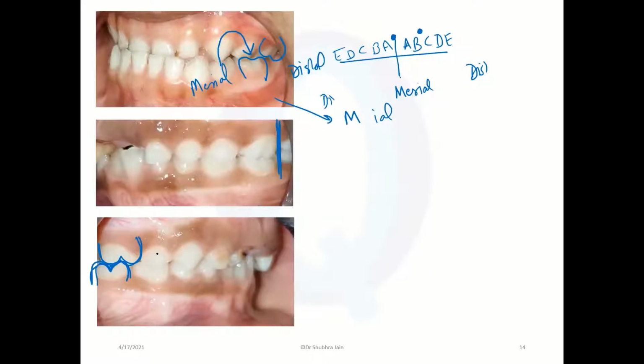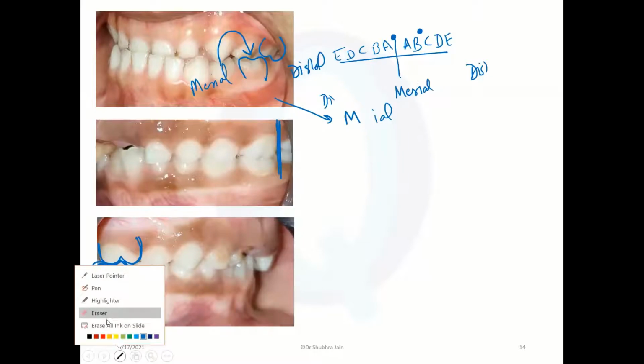Great. I'm so happy that you understand mesial step and distal step because I could not understand it. It was very hard for me to understand this. I understood it quite late in my life. So you understand it.